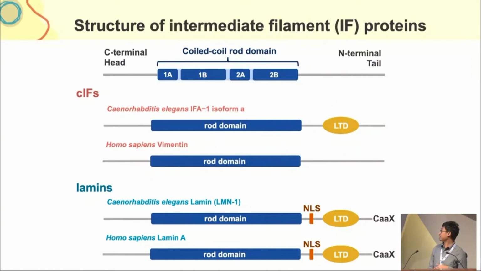These proteins share the same basic domain architecture, which includes a central coiled-coil domain flanked by a low complexity head domain and a low complexity tail domain on each side, like this. Since lamin needs to get inside the nucleus in order to function properly, its tail domain usually includes a nuclear localization signal and also this CaaX motif that is required for interacting with the nuclear membrane. In the case of cIF, their tail domains are usually quite simple.